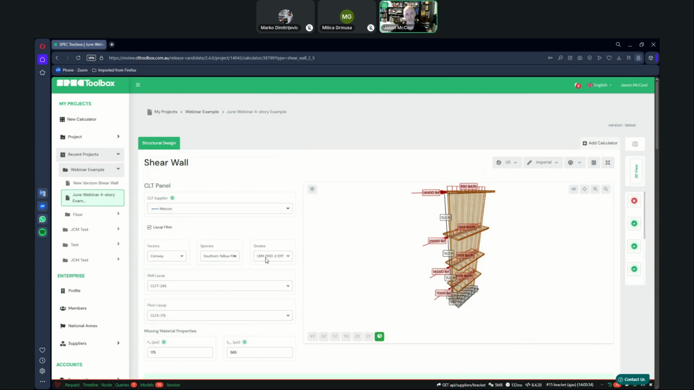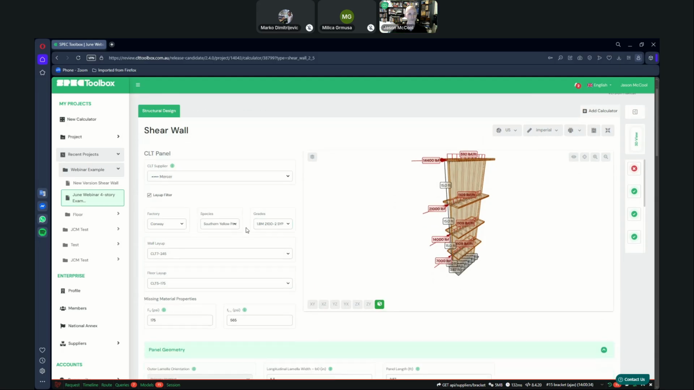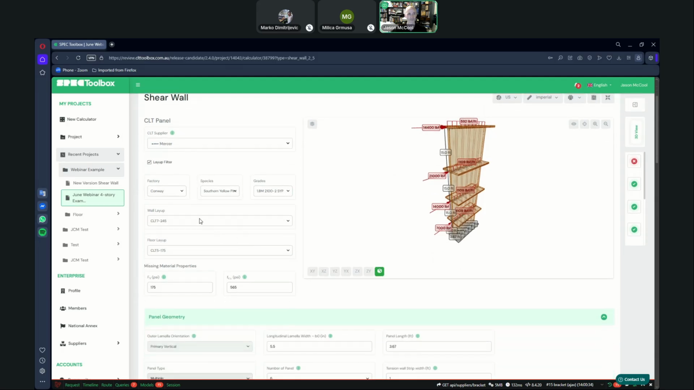So you can see you can pick different suppliers. You could pick a PRG 320 if you wanted to do a manufacturer independent baseline for a preliminary bid or something. But I'm going through and picking my Southern Pine that I love using here, and picking one of their E grades. And then I've picked my 7-ply wall layup.